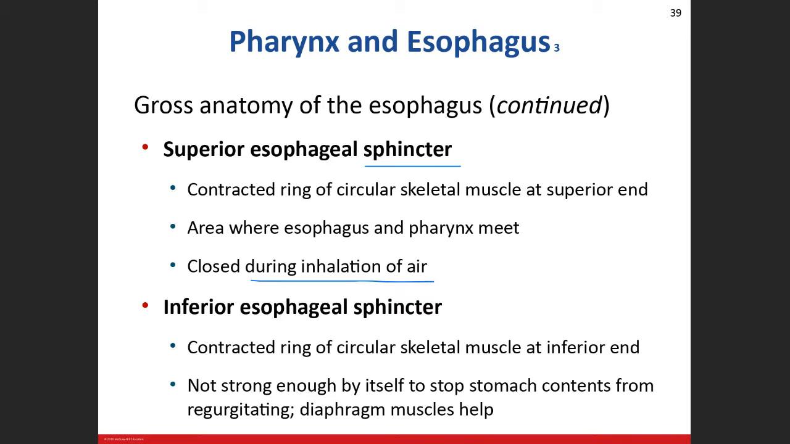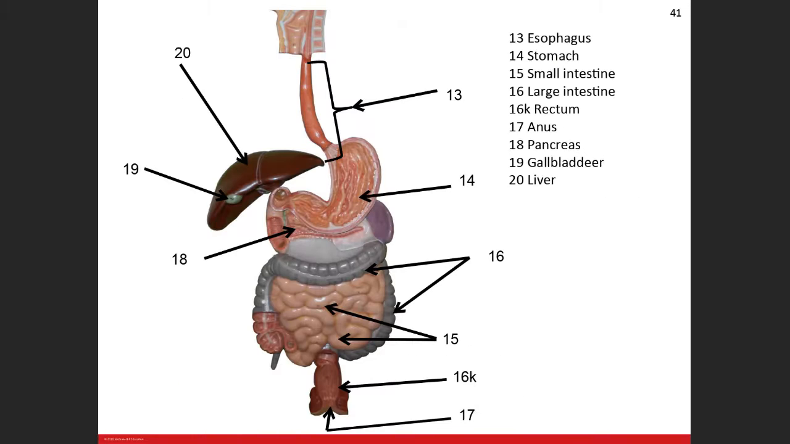It can be compromised, but it's also the diaphragm muscle there that helps to prevent material from the stomach going back up into the esophagus there. Mainly the diaphragm is going to offer most of the assistance there. The inferior esophageal sphincter does not provide a lot of prevention of regurgitation.